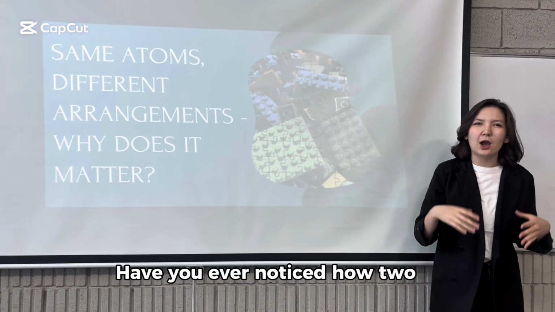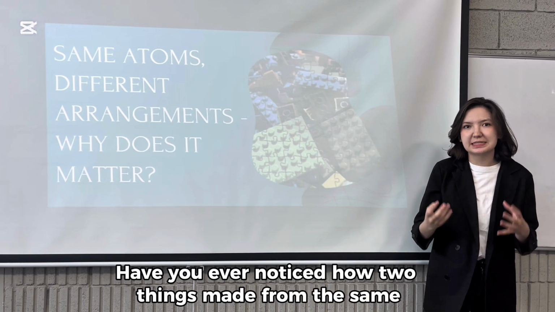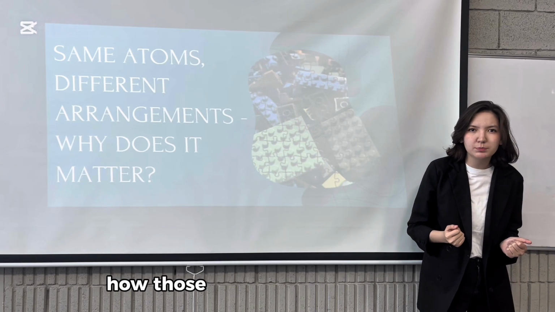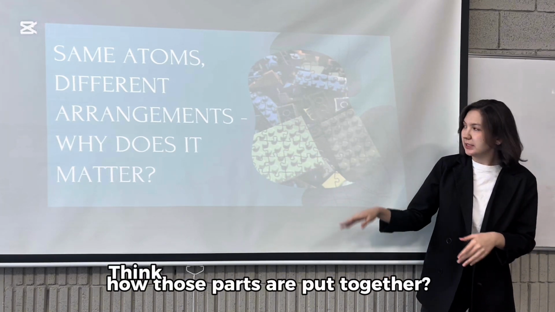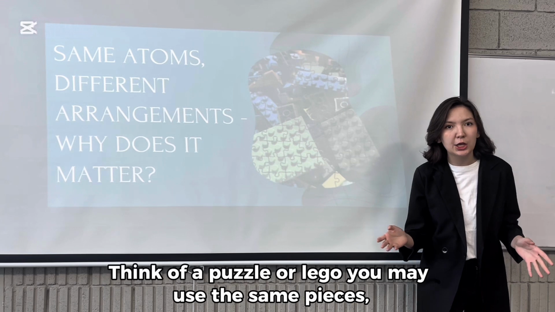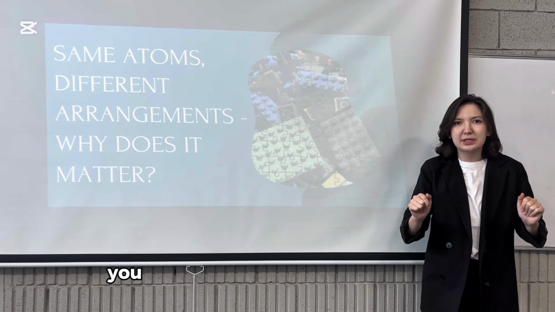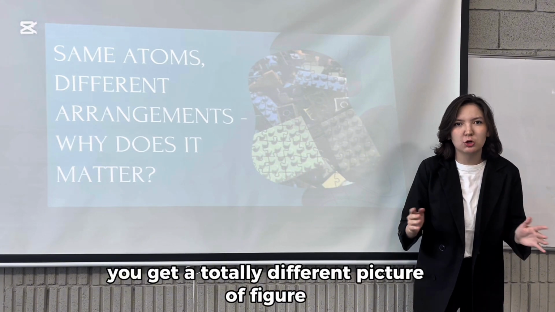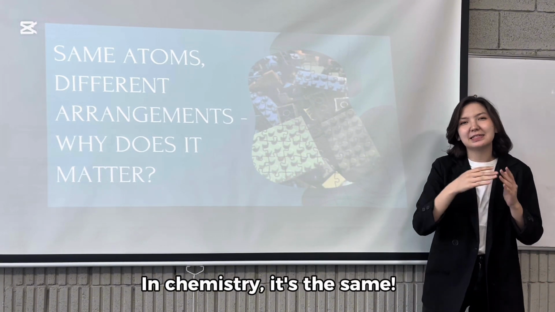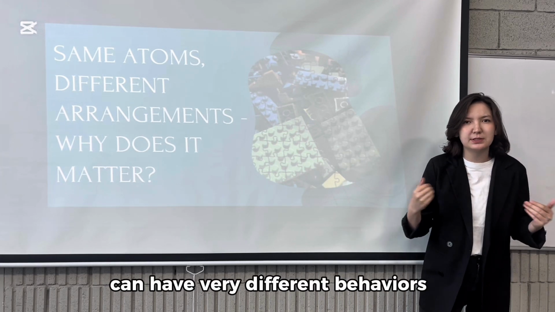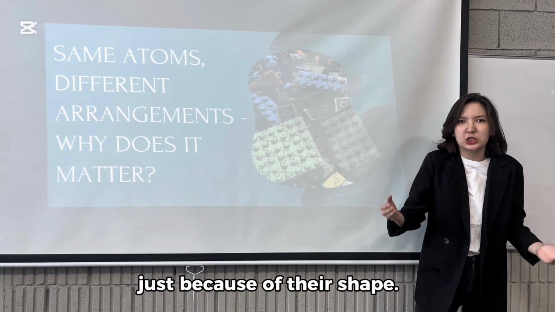Have you ever noticed how two things made from the same parts can act completely different based on how those parts are put together? Think of a puzzle or a Lego. You may use the same pieces, but if you arrange them differently, you get a totally different picture or figure. In chemistry, it's the same. Molecules with the same atoms can have very different behaviors just because of their shape.